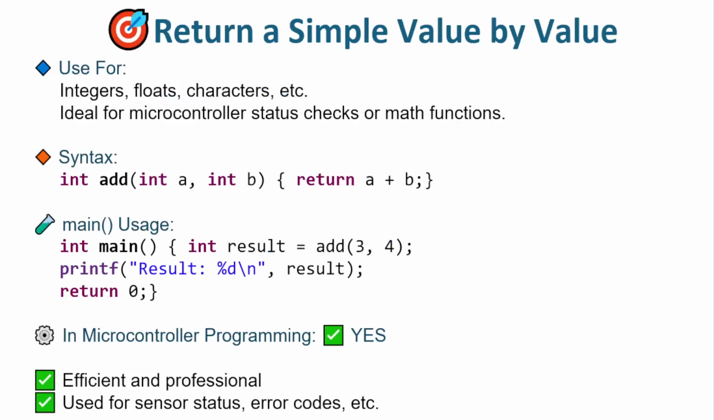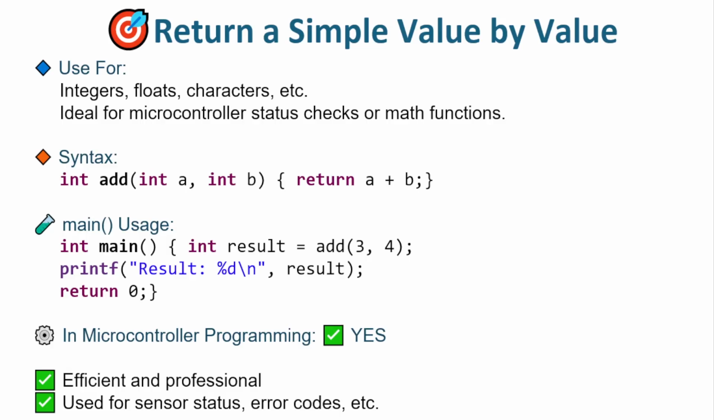Number one, return a simple value by value. In this section, we are going to explore the first method of returning a value from a function in C, returning a simple value by value. This is one of the most common and straightforward methods used for basic data types like integers, floats, and characters.